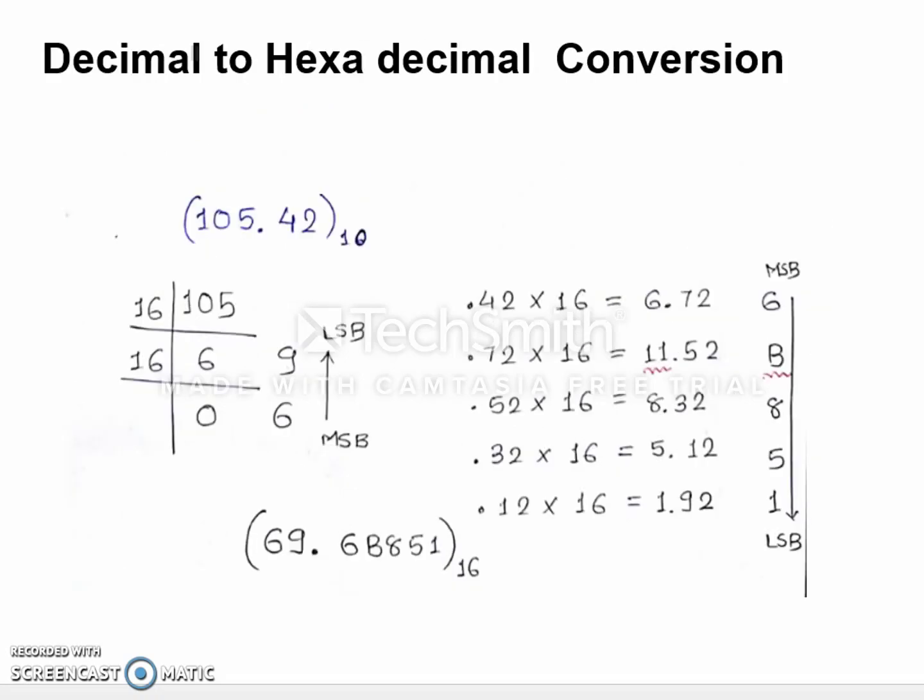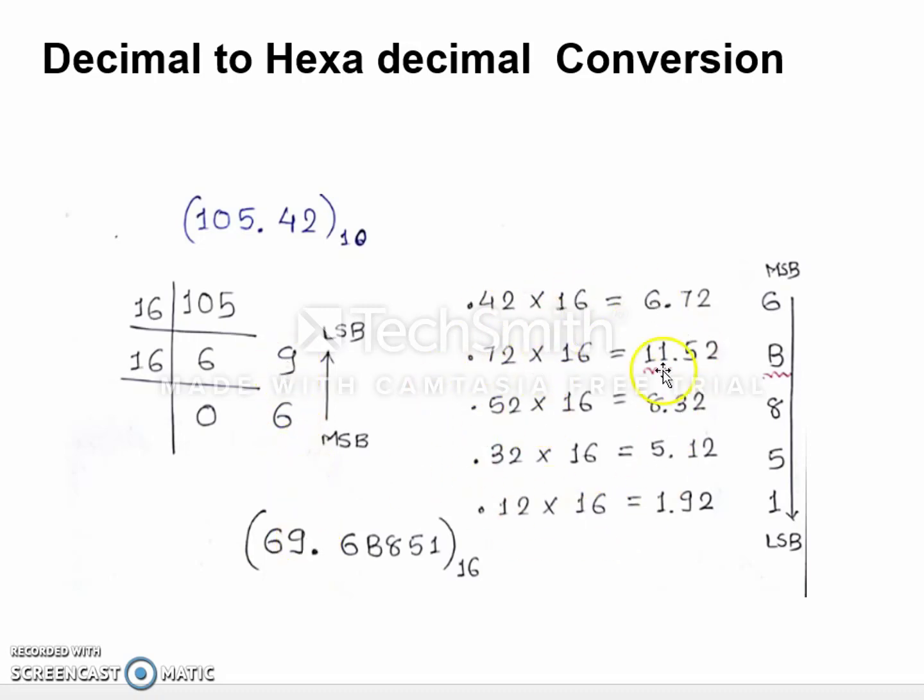Now the next example is decimal to hexadecimal. We are going to use the same number, 105.42, in decimal format, and we are going to convert that into hexadecimal. As we discussed earlier, the division method for the integer part and the multiplication method for the fractional part. So 105 divided by 16 because we are going to convert into hexadecimal. 6, 9 remainder, 6 by 16, 0, 6 remainder. So this one will be the most significant bit. So write your answer as 69.